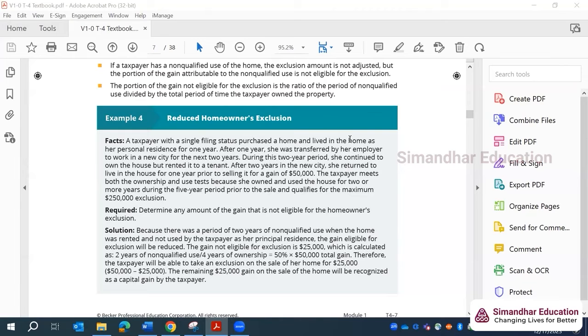Now, in the same example, if the non-qualified use of property was for 1 year, then what will be your gain that will be excluded and what will be your gain that you will have to recognize and pay taxes on? If, let's say, the rental of the property was only for 1 year. So there are two questions. If the non-qualified use of property is only 1 year, what gain will be excluded and what gain will be taxable?